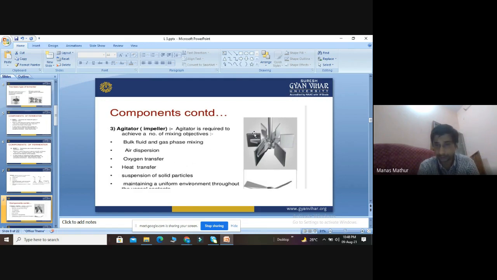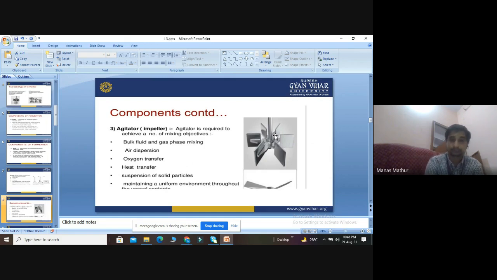See, it contains several blades. It is rotated. So what is the use of the agitator? To achieve proper, adequate mixing of all the components in the fermenter. The main function is to provide the basic amount of mixing.